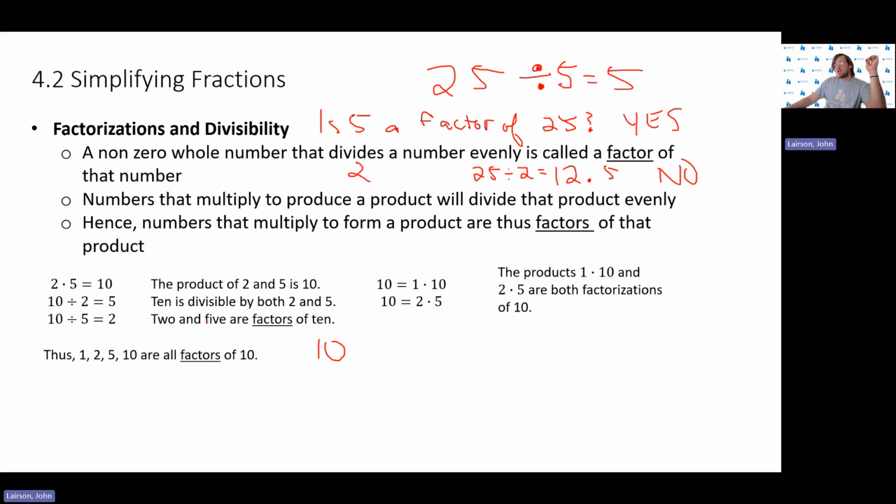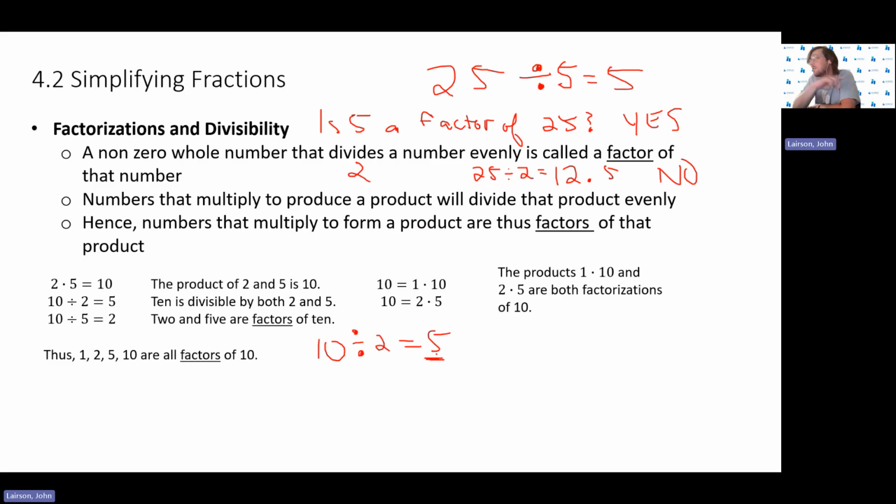Let's talk about 10 real quick. If I'm checking if 2 is a factor of 10, if I divide 10 by 2, I get 5. So 2 is a factor of 10. One thing that can speed this up, since we're going to be finding all of the factors, is that if it is a factor, we get a whole number out. That whole number, in this case the 5, we weren't checking if 5 is a factor. We were checking if 2.